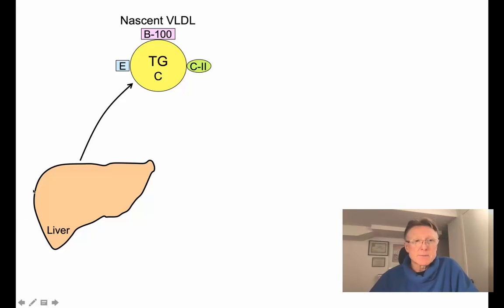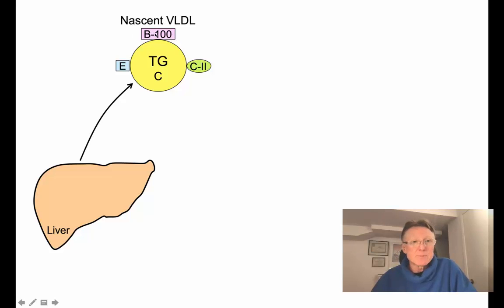So VLDL is a particle that comes from the liver, and it contains ApoE and ApoB100. Again, it's an analog of B48. The difference is that the B48 that came from the duodenum had a molecular weight of 48 kilodaltons. Now, the one that comes from the liver has a molecular weight of 100 kilodaltons. That's why it's called B100.